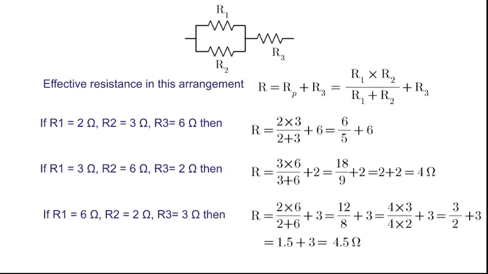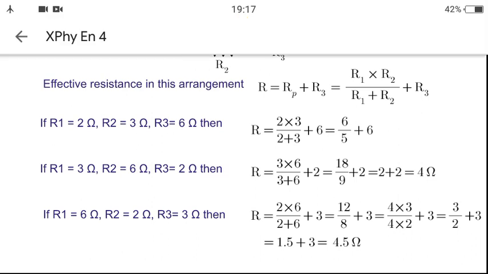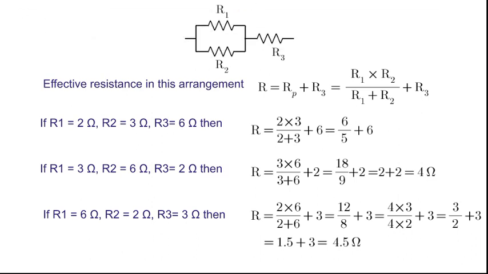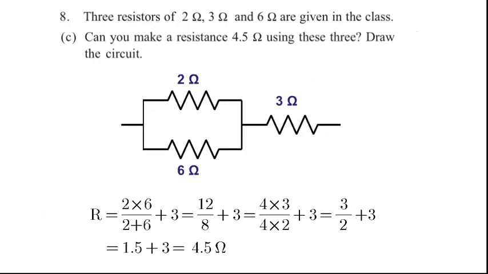Now let us consider R1 as 6 ohm, R2 as 2 ohm and R3 as 3 ohm. So we are just giving various values, assigning different values for R1, R2 and R3. Now when R1 is taken as 6 ohm, R2 as 2 ohm and R3 as 3 ohm, we will get the effective resistance as 4.5 ohm. That is, the required arrangement is given here.